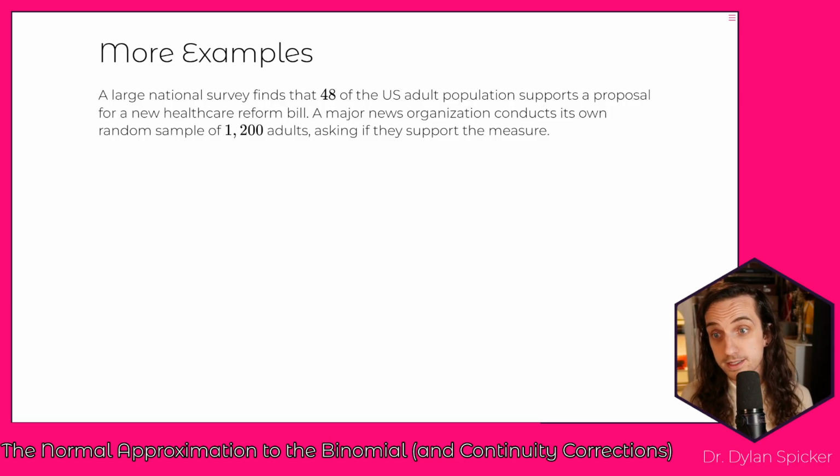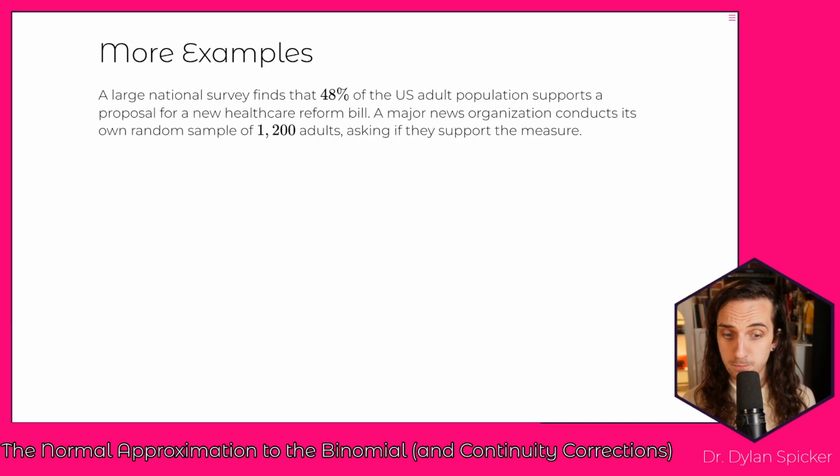So how does that work? Well, let's take a look at this example here. We have a national survey finding 48% of the US adult population supports a proposal for a new healthcare reform bill. A news organization wants to conduct its own random sample of 1,200 adults, asking if they support this measure. In truth, 48% of the adult population supports this proposal, but we want to think about this sample of 1,200 adults.